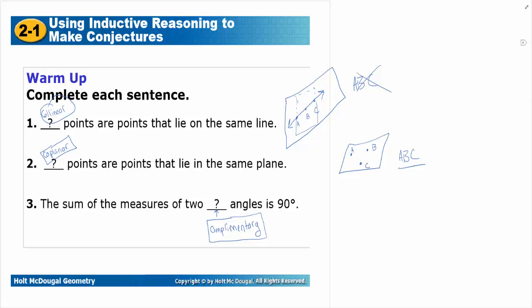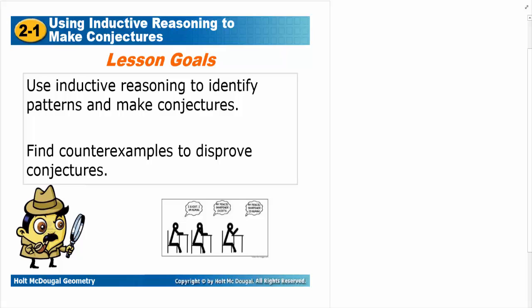Alright, so moving on to our actual lesson here, we're going to go over again 2.1, which is using inductive reasoning to make conjectures. So we got to know, obviously, as we go through our lesson, what is inductive reasoning. If we don't know inductive reasoning, we can't make conjectures. I mean, these kind of go together. So you need to know what inductive reasoning is, you need to know what a conjecture is. And part of inductive reasoning, or proving things to be false, is finding counterexamples. So we need to know how to find counterexamples to disprove conjectures.